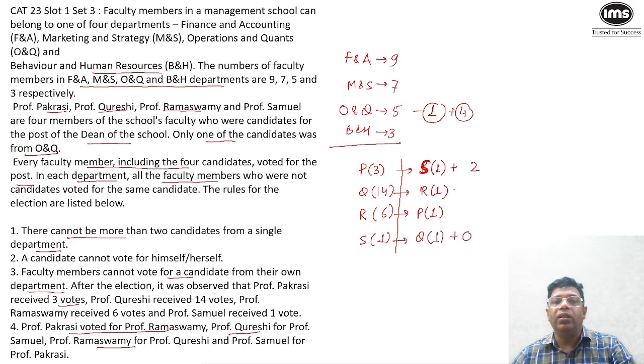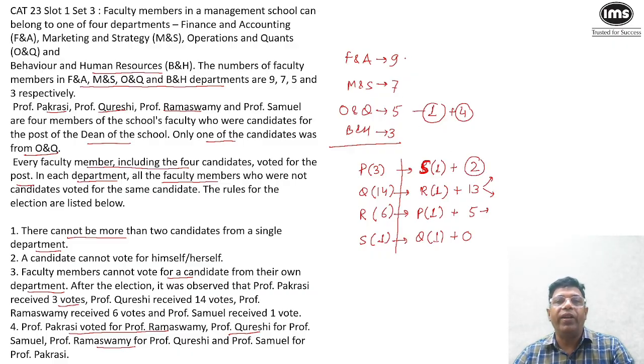So I think Q would have received 13 votes from the professors of other departments who were not contesting the election. And similarly, P would have got 2 votes from the departments. Okay. Now I can figure out this 2. From where this 2 would come.